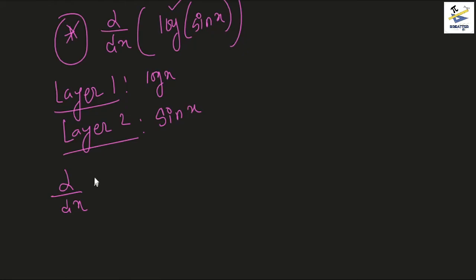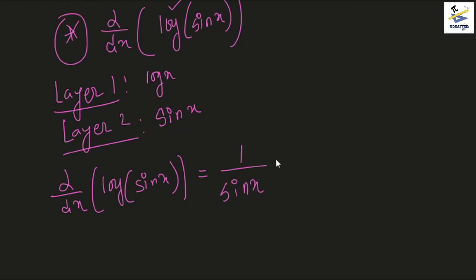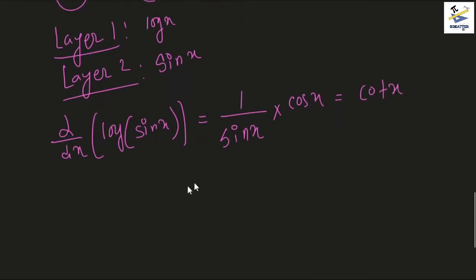So d/dx of log of sin x is simply equal to, firstly we do the d/dx of log x, which is 1 by sin x, and then we do the differentiation of sin x, which is cos x. And cos x by sin x is simply cot x. So you see, we have got the answer. d/dx of log sin x is just cot x. Okay, so this is not really a very hard one. Let us move to other examples.